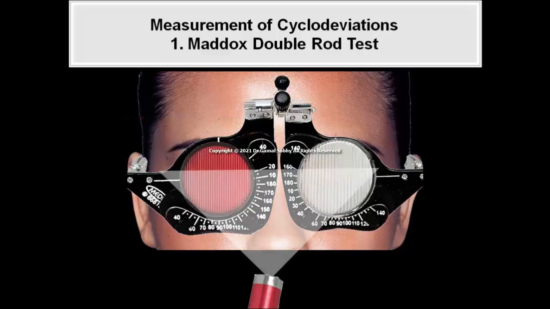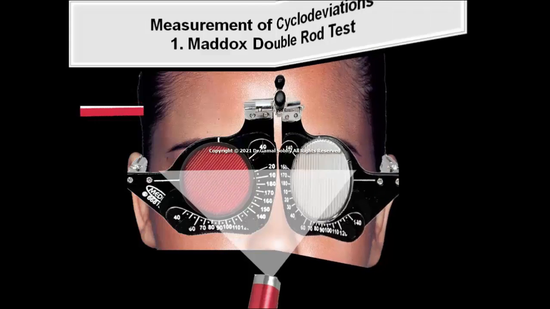If the red line appears slanted toward the ear, then incyclotropia of the right eye is present. To measure the angle of the right incyclotropia, the red Maddox rod is then turned until the red line is seen superimposed with the white line.